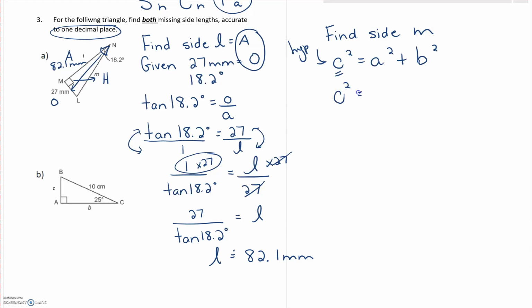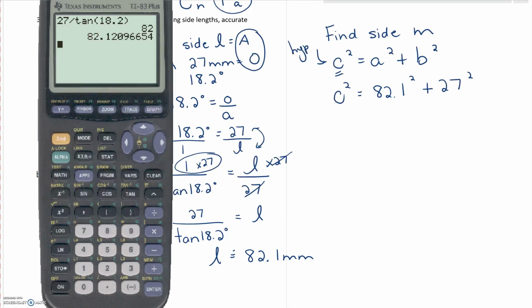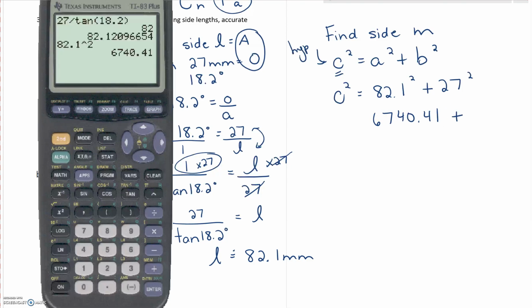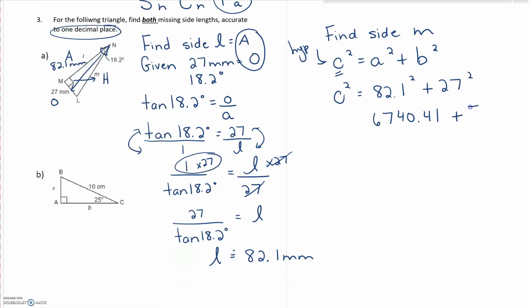So all I do here is I take my other 2 sides and I square them. Okay, so on my calculator, I can go ahead and evaluate 82.1 squared, 6,740.41, and then I can go ahead and do 27 squared, which is 729. We can add those 2 numbers together.